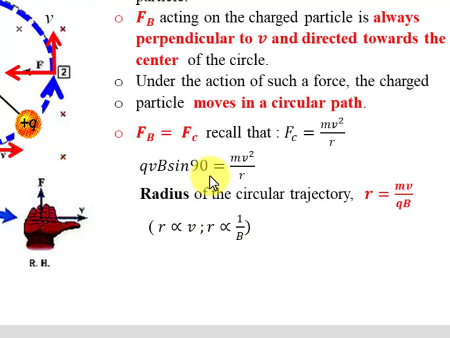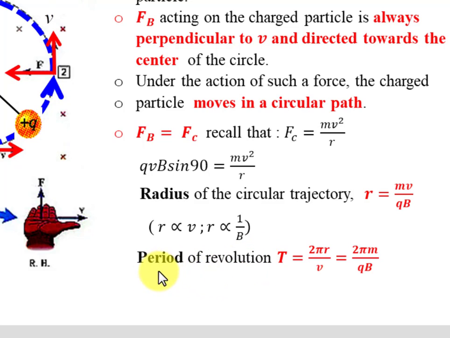From this equation, you rearrange and you can get the radius of the circular trajectory equals mv over qB. So we know that r is directly proportional to v and r is inversely proportional to B, the magnetic field.